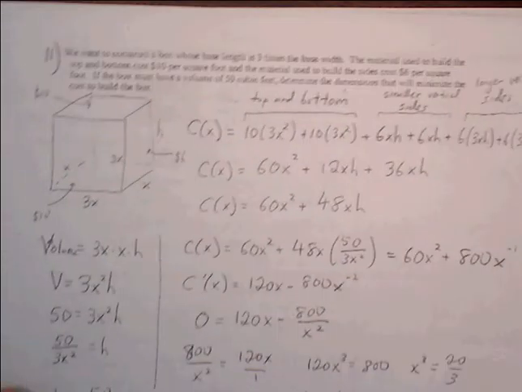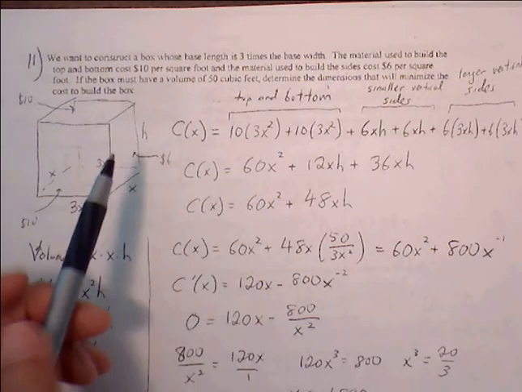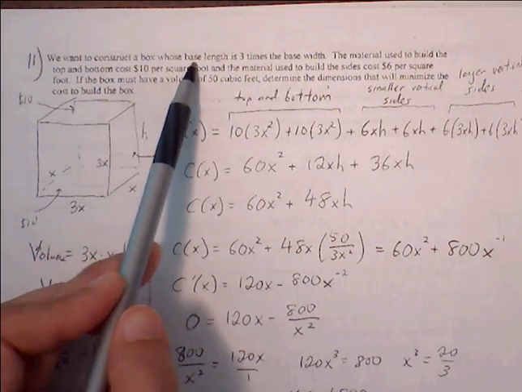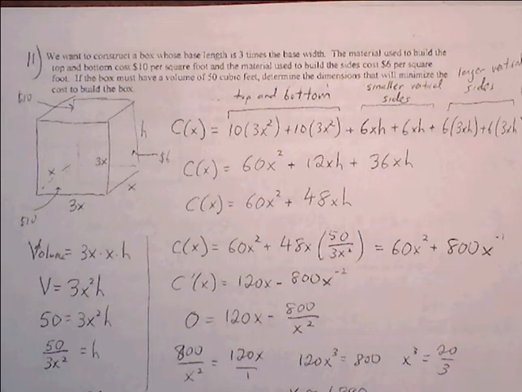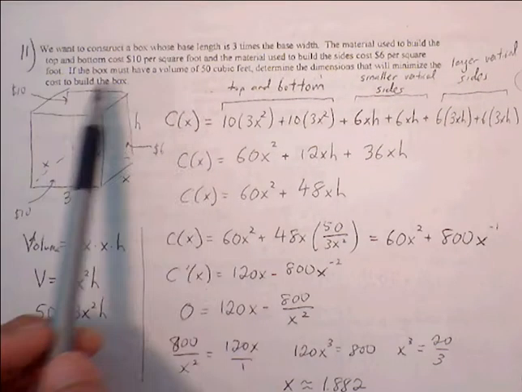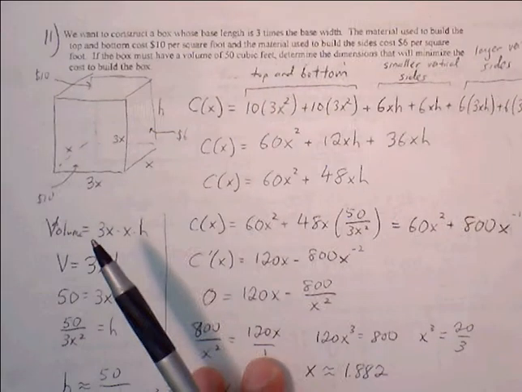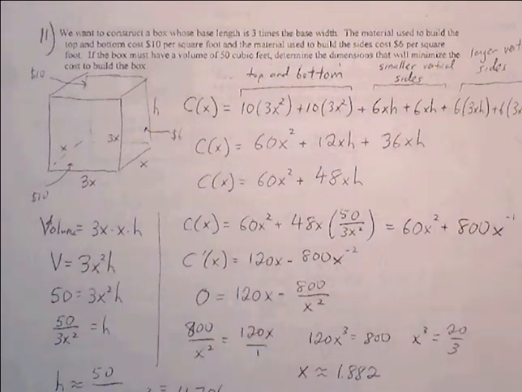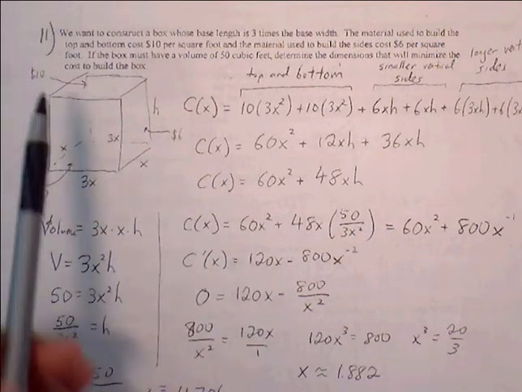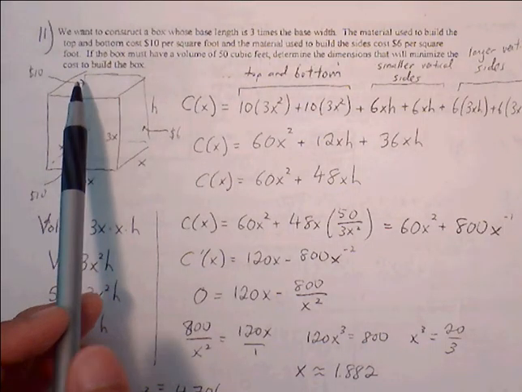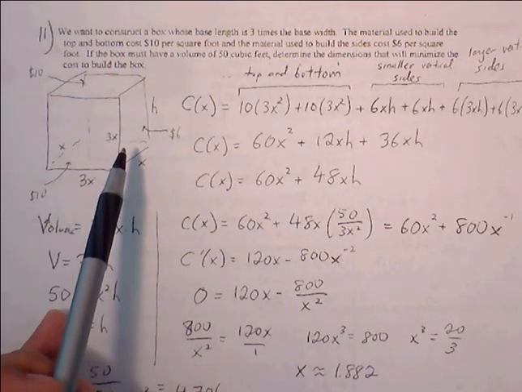This is the back page of the optimization morning review. So number 11, we want to construct a box whose base length is 3 times the base width. The material used to build the top and bottom costs $10 per square foot, and the material used to build the sides is $6 per square foot. If the box must have a volume of 50 cubic feet, determine the dimensions that will minimize the cost to build the box. So we're dealing with cost, but essentially it's volume versus surface area.